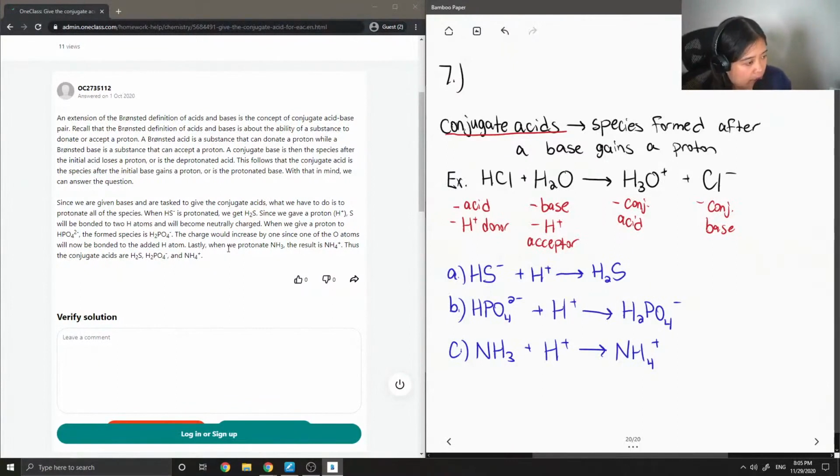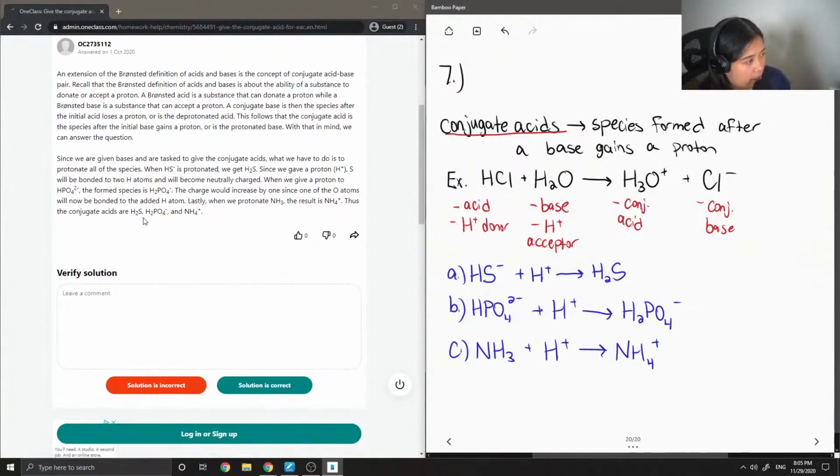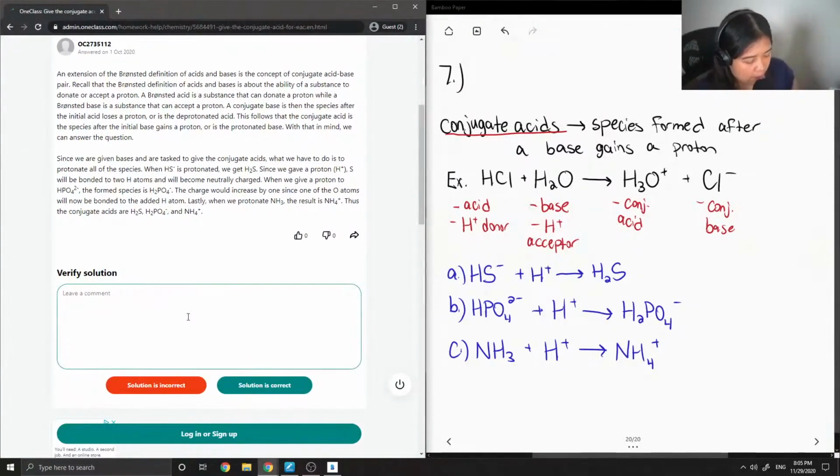Lastly, when we protonate NH3, the result is NH4+. Thus, the conjugate acids are H2S, H2PO4 minus, and NH4 plus.